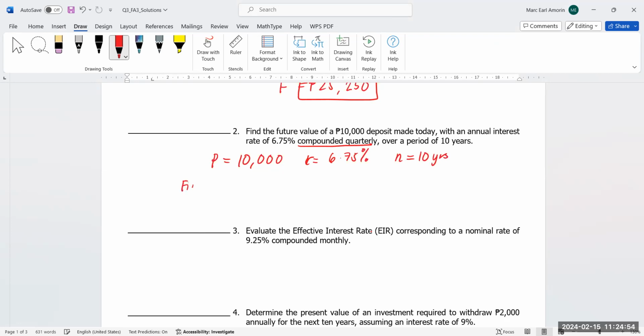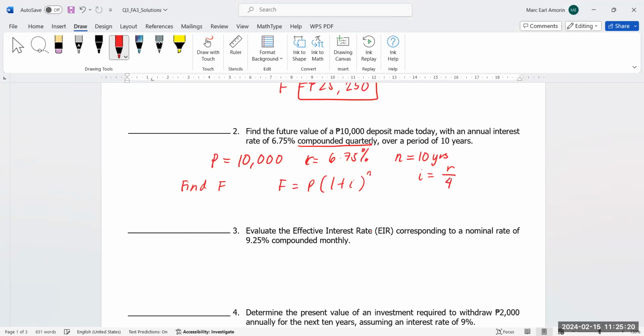So find F. So our formula this time for compound interest is P times 1 plus I raised to the power of N. So we need to convert the nominal interest rate into the interest rate per period. Okay, so I is equal to R divided by M. So the M is 4 since quarterly yung sinabi dito sa problem.